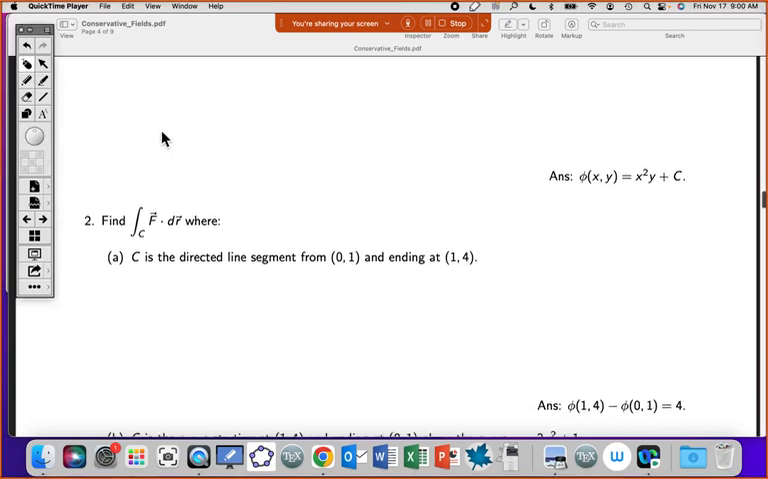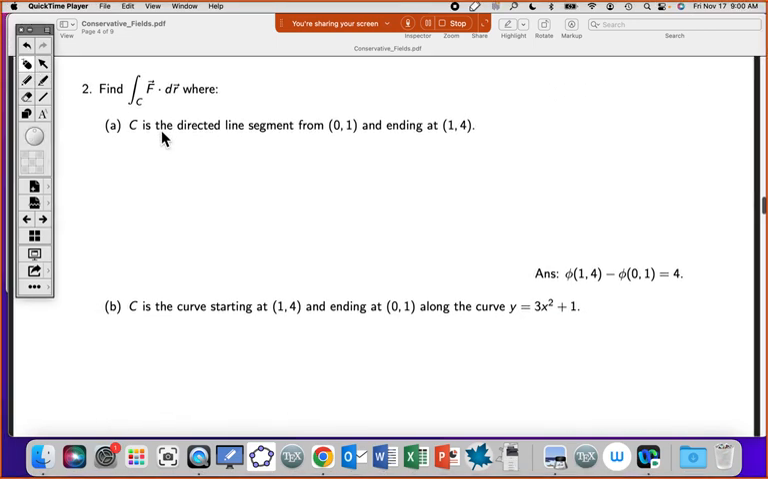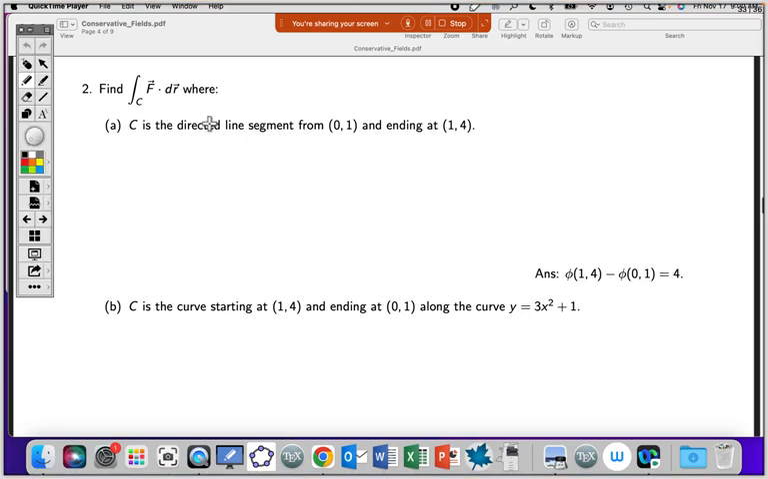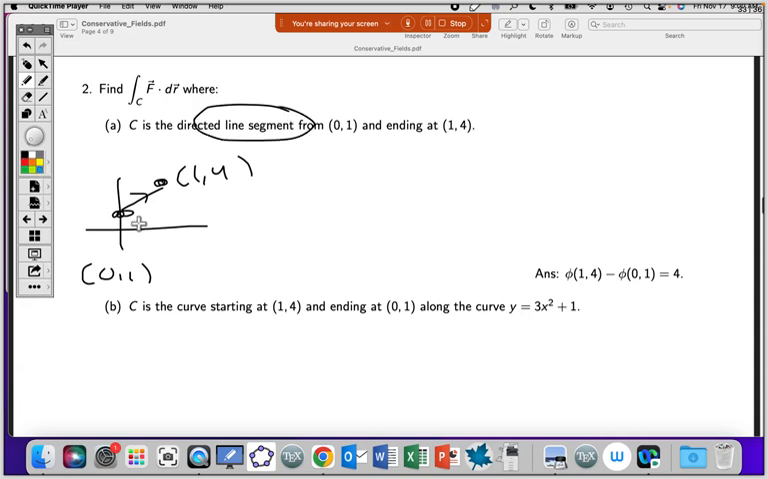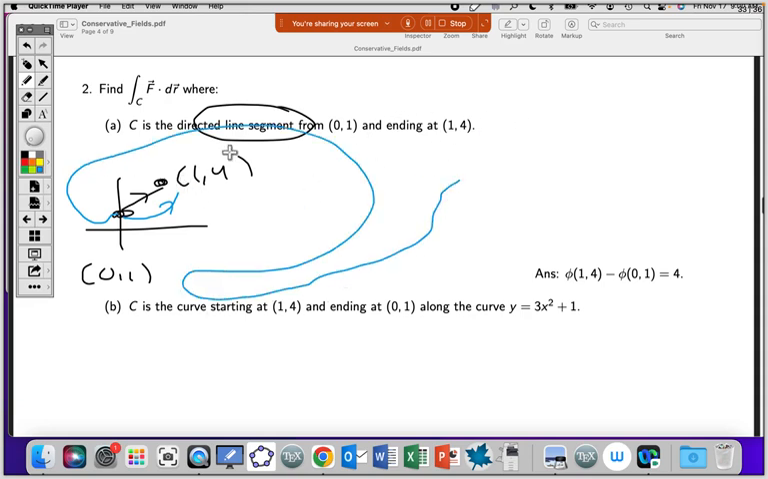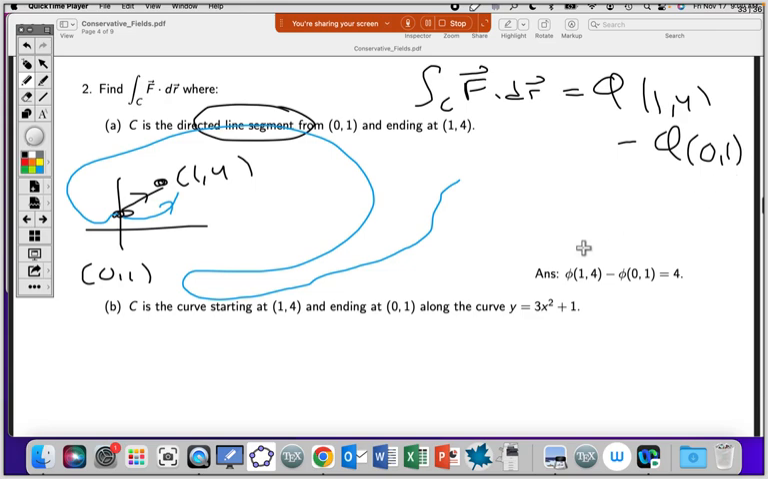So once you get the potential, you can find these things. You're trying to find the work done moving from (0, 1) to (1, 4) along a directed line segment. Well, it doesn't matter. You could go any curve, right? Any curve to get there. So the integral over C of F dot dr is just going to be your potential at (1, 4) minus your potential at (0, 1).